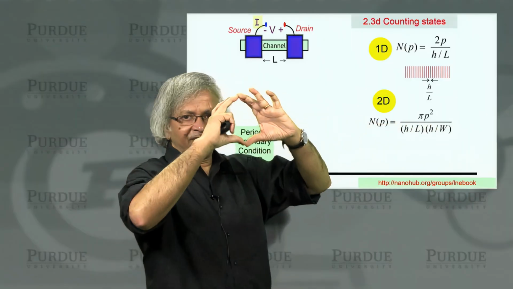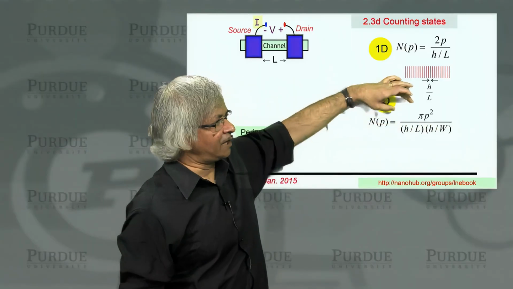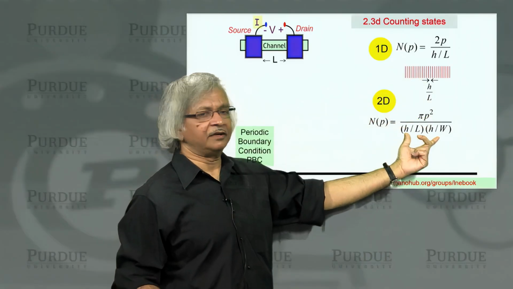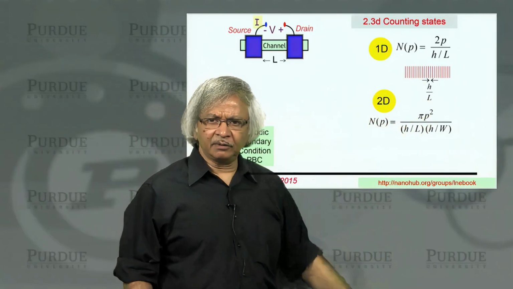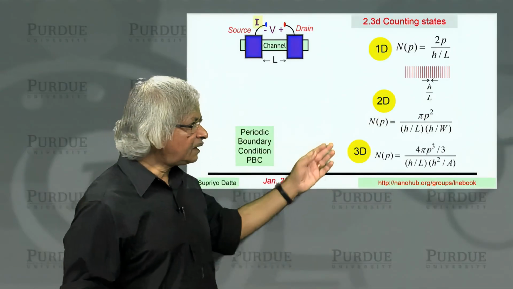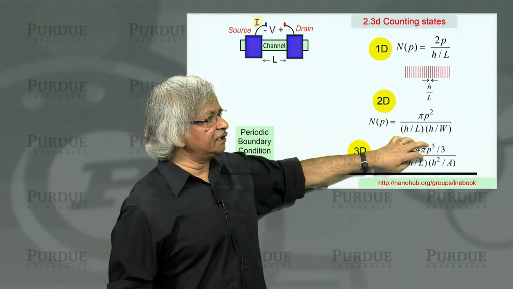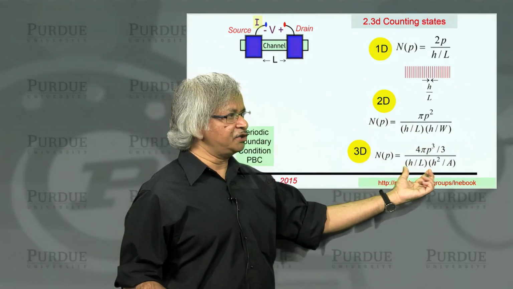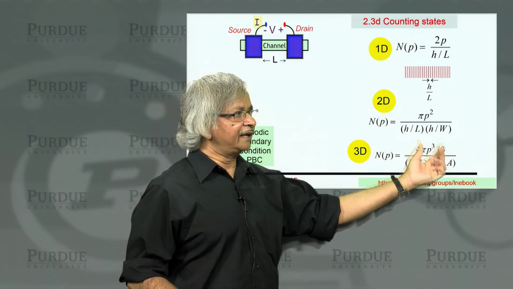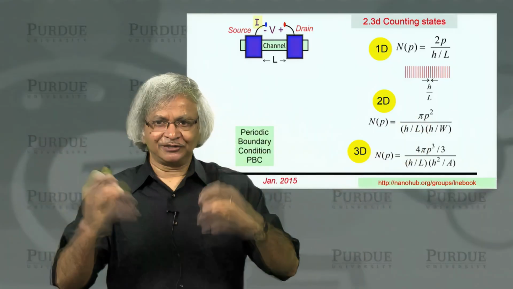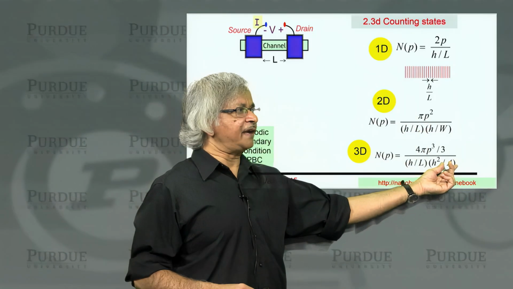So each state kind of occupies an area that's like h over L times h over W. And of course, the area of the circle of radius p is pi p squared. And so n of p is the area of the circle divided by that. And you can probably guess what the answer would be for 3 dimensions. Instead of the area of a circle, you have the volume of a sphere. And you then divide it by h over L, and then again h over W1, h over W2. You've got these 2 widths, and the product we have written as area.